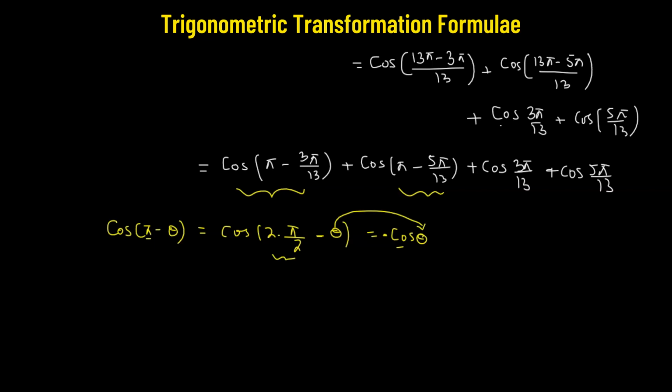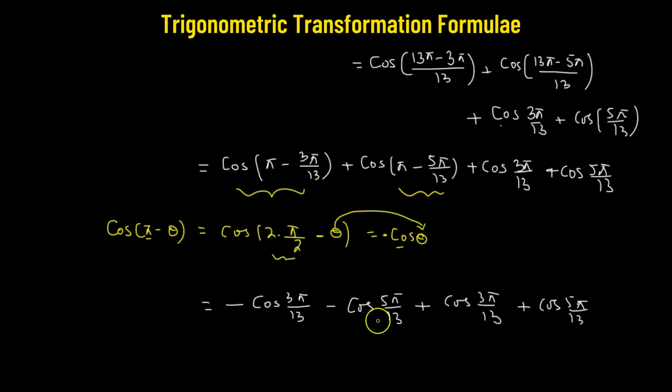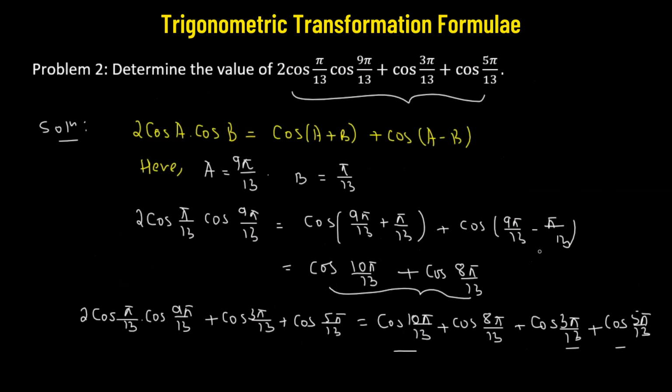This means that we can now write the first term as negative cosine of 3 pi over 13. Similarly, the second term will become negative cosine of 5 pi over 13. And we're left with the remaining terms cosine of 3 pi over 13 plus cosine of 5 pi over 13, and we see that all the terms cancel out, and this leaves us with a value of 0. So that means the value of this given trigonometric expression is going to be equal to 0.